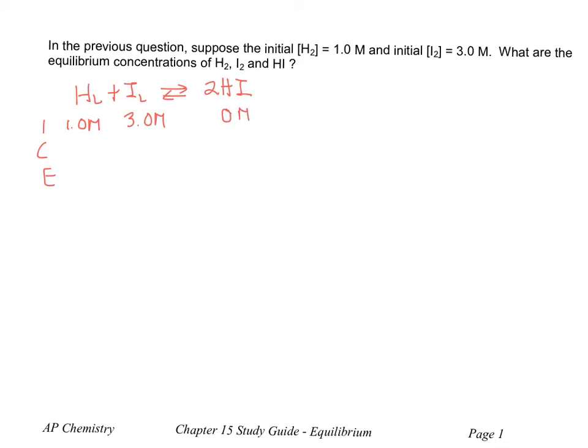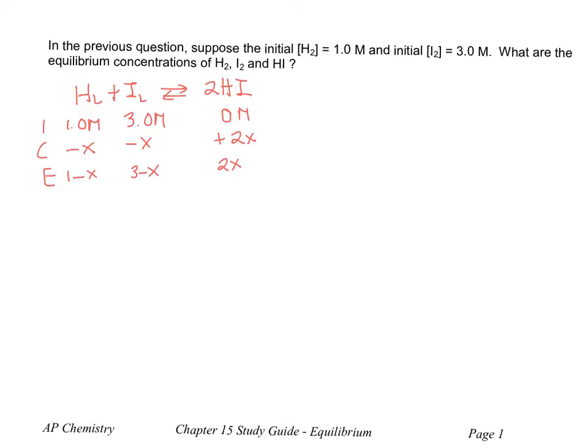The change in this case is still the same. We're going to use a certain amount of H2, we'll call it X. Because this is a 1-to-1 ratio, we're going to use the same amount of I2 to react with the H2, so minus X, and we're going to form 2X in terms of HI because it's a 2-to-1 ratio still. The equilibrium, this is going to be 1 minus X, this is going to be 3 minus X, and this is going to be 2X.